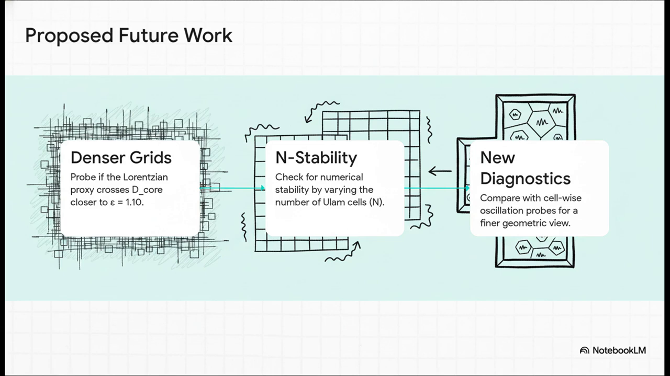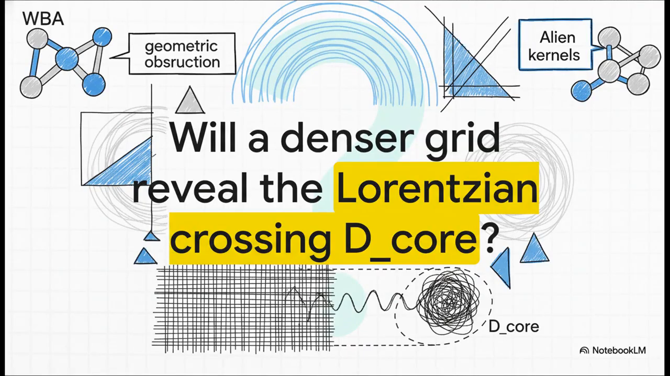First, they need to run this again on even denser grids, especially near that 1.10 boundary, to see if the Lorentzian proxy ever actually crosses the d-core line. Second, they need to check how stable these numbers are by rerunning the simulations with different resolutions. And third, it might be time for a more sophisticated diagnostic tool that can give a more localized picture of what's going on. And that leaves us right here with this really tantalizing open question.